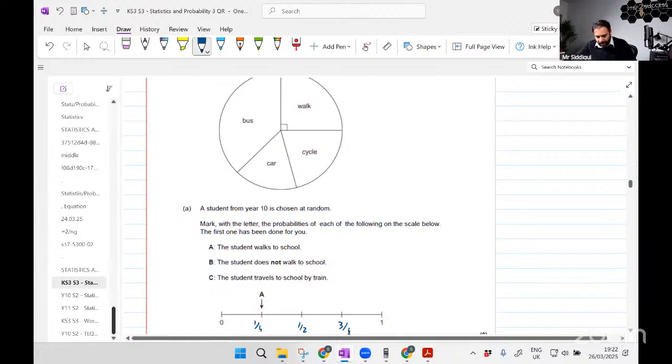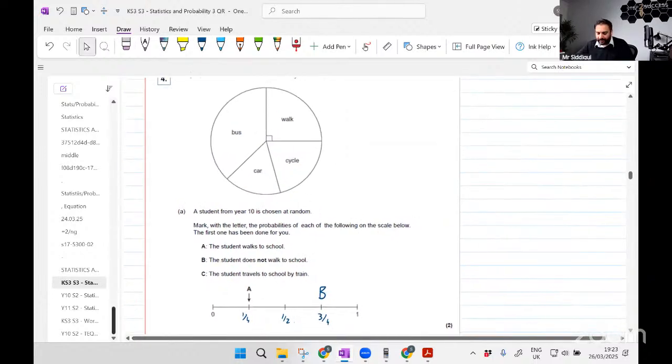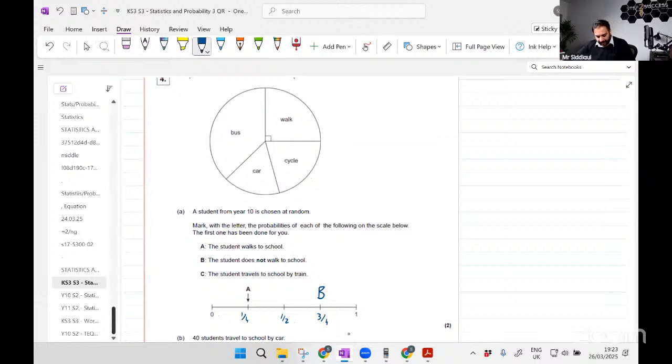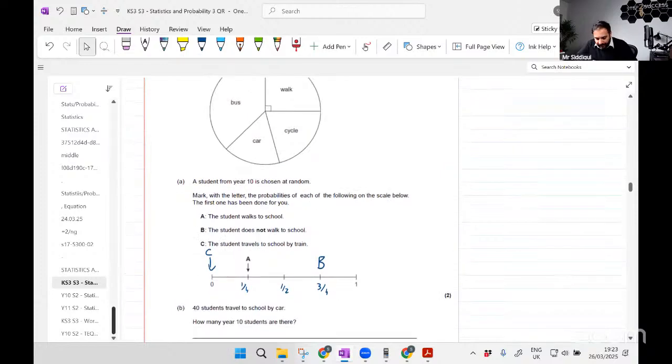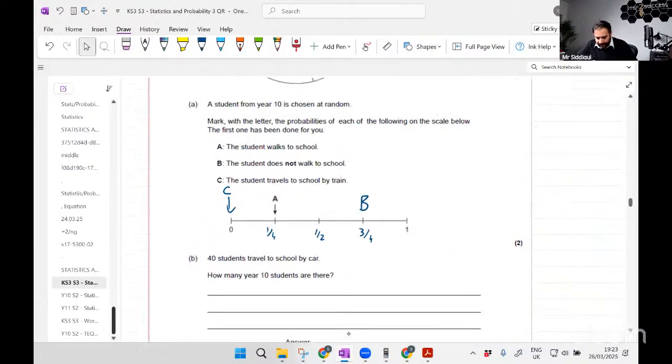The student does not walk to school. So does not walk to school is all of this bit, which is 3/4 of this circle, which means that B goes there. And the student travels by train. Well, train isn't even in this diagram, which means the train must be 0. I've got a feeling we can't do this question without a protractor.